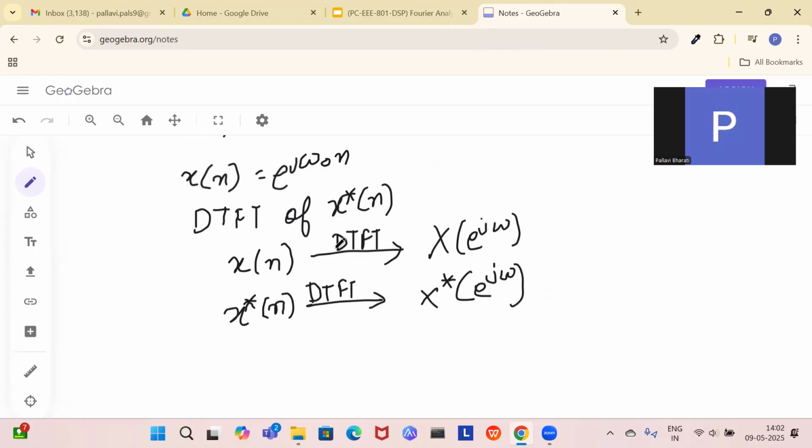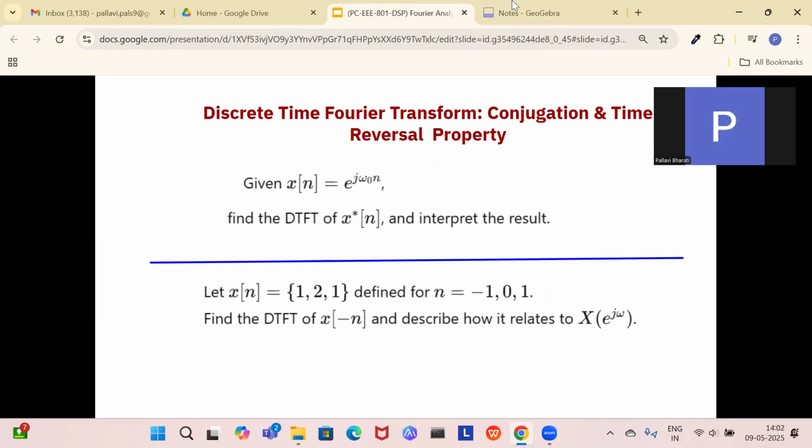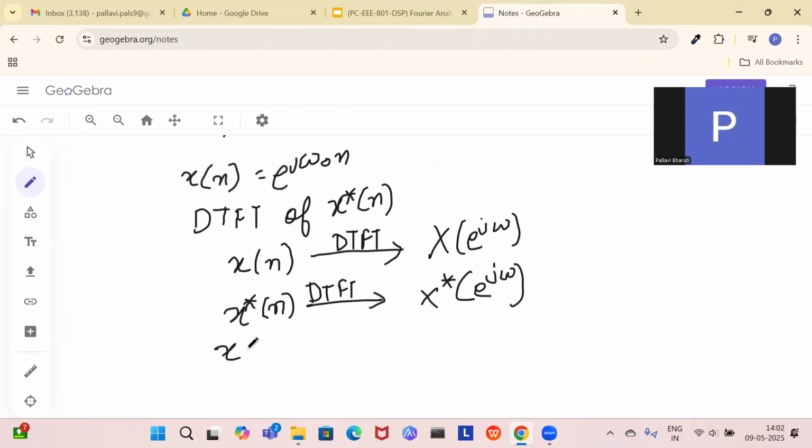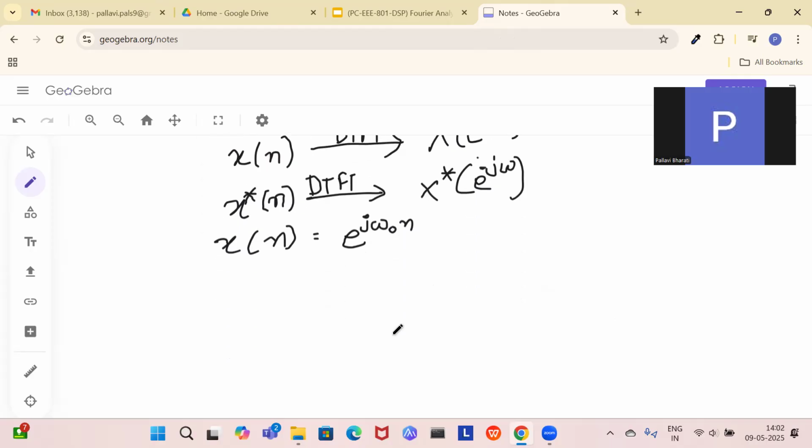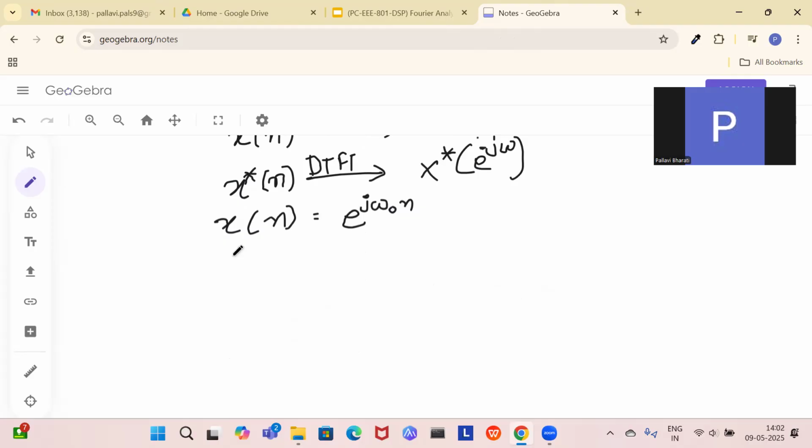The question here is x of n is equal to e to the power of j omega naught n. x of n is given to us as e to the power of j omega naught n. Now see the property once again. If you take the conjugate of x of n, the DTFT is going to be the conjugate of this one, and this will be e to the power of minus j omega. So this j has to be changed to minus j, and you have to also take the conjugation of the whole thing. If you take the conjugation of this, x star n is going to be e to the power of minus j omega naught n.